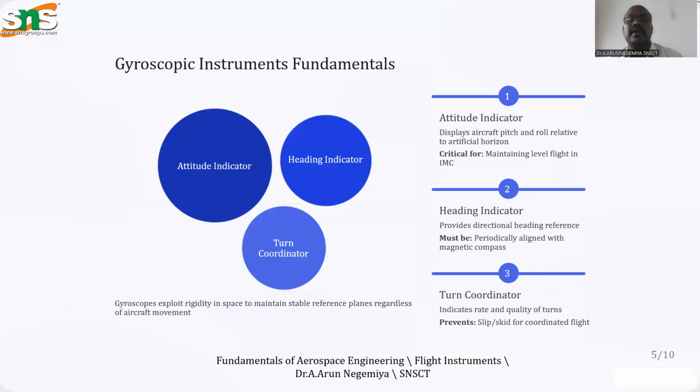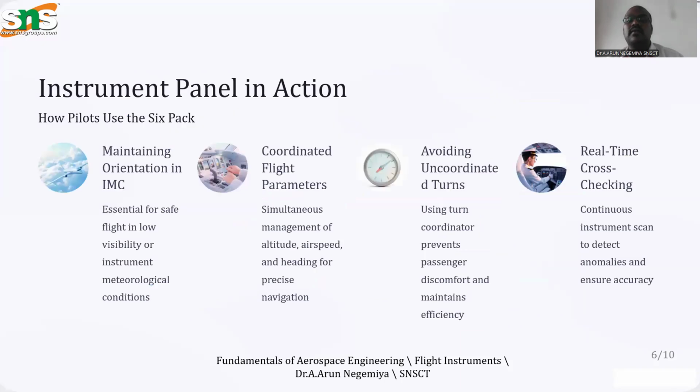Next one is the gyroscopic instrument fundamentals. The gyroscopic instruments, we already discussed. That means the attitude indicator, which can be used for the pitch and roll of the aircraft. And the heading indicator, in which the pilot knows whether the aircraft is turned right or left, north, south, east, or west. Turn coordinator shows how much radius you can turn the aircraft. These are all the things that can be calculated with the turn coordinator.